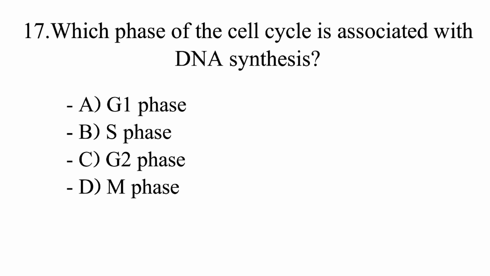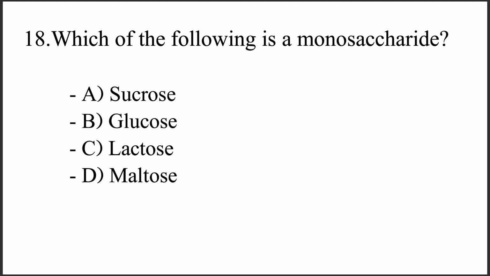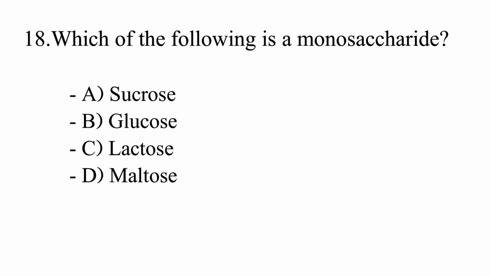Question number 17. Which phase of the cell cycle is associated with DNA synthesis? The correct answer is option D, M phase. Question number 18. Which of the following is a monosaccharide? The correct answer is option D, maltose.